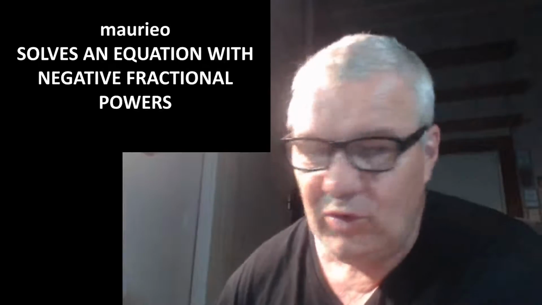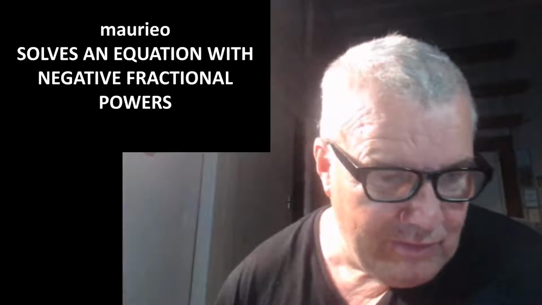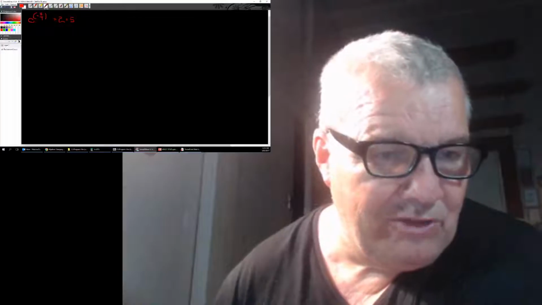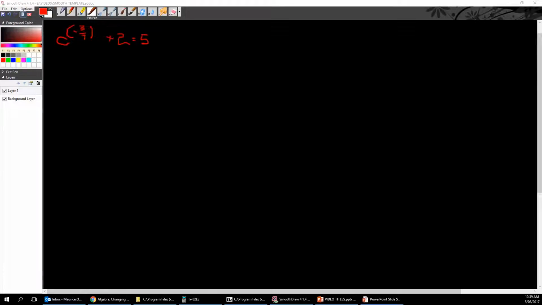So let's first of all find the problem here on good old SmoothDraw, and put it up on the big screen so that we can see. So here it is: c to the power of negative 3 over 7, all divided by 4, which I had actually left out, so that's over 4 like that, plus 2 equals 5. I'm just checking, yes, that's the problem. It always pays to check that you've written the problem down correctly, especially if you're doing it for an assignment or some sort of assessment.